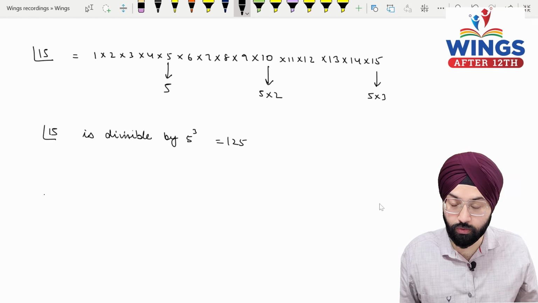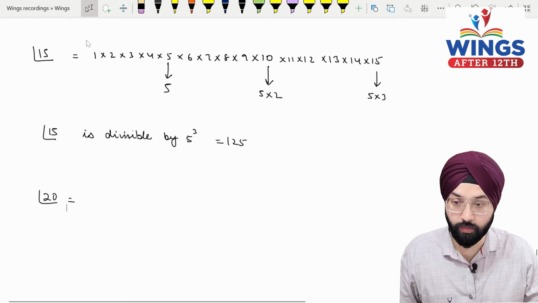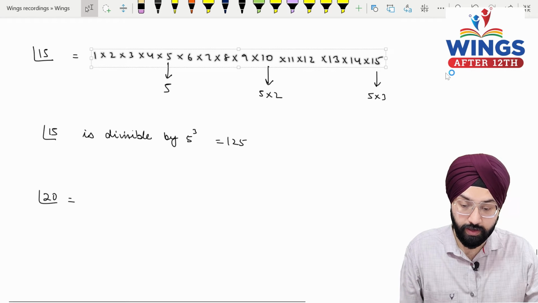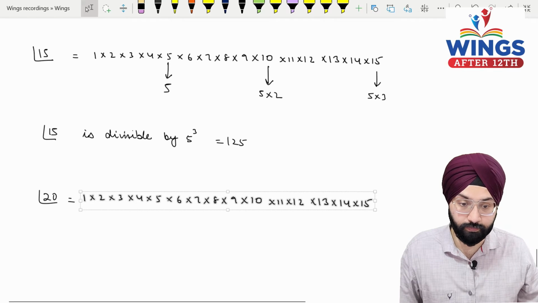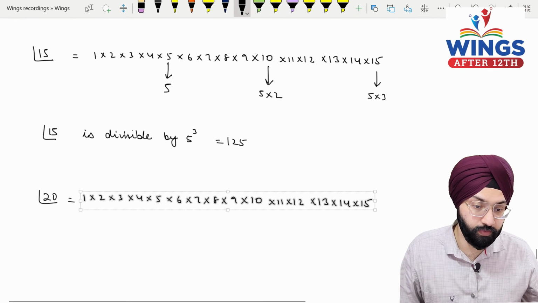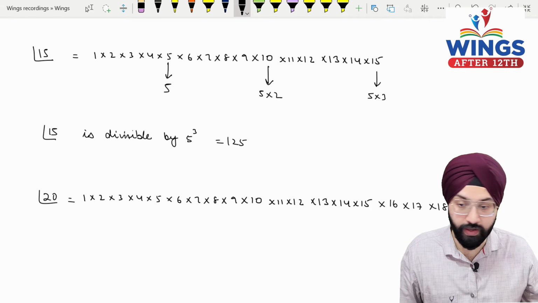Now if we talk about 20 factorial, now 20 factorial can be written as 1 into 2 into 3 up to 15 we already have here, and then into 16 into 17 into 18 into 19 into 20.